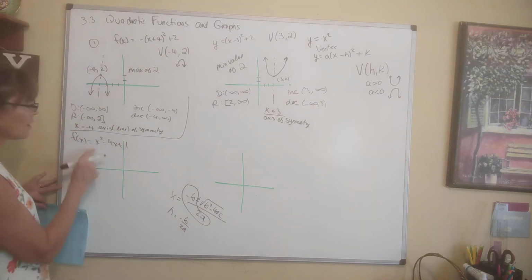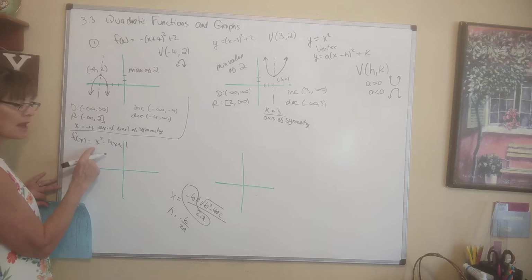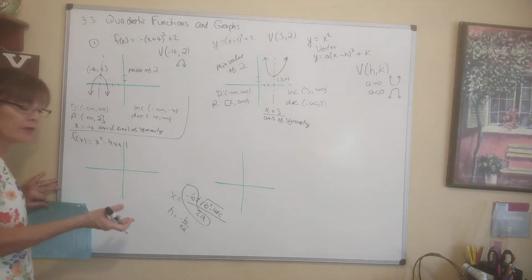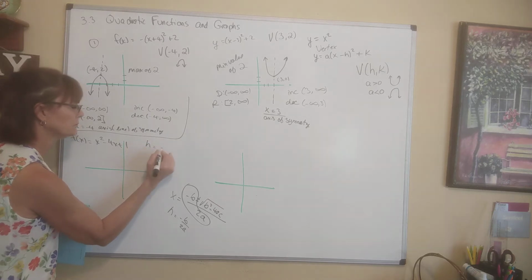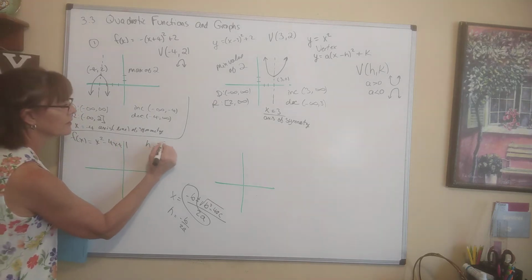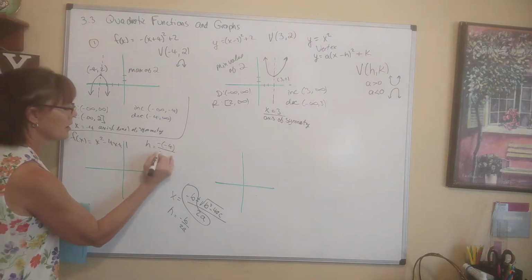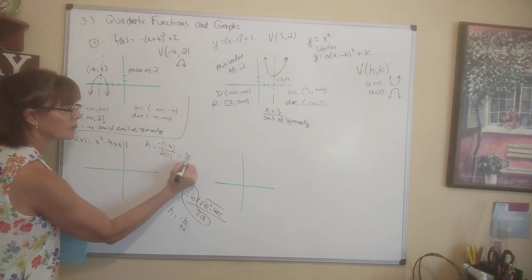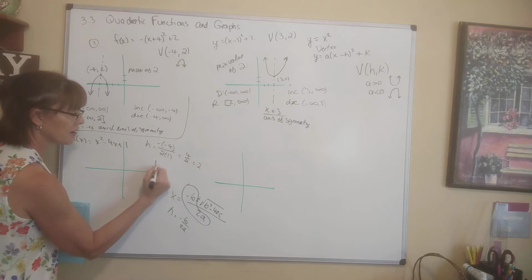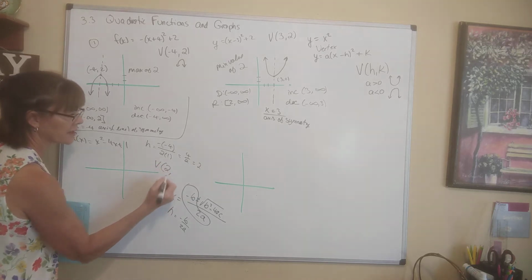Where's my b and a? Oh, this is b and this is a. So you can just calculate it that way if you want to. I'm going to do it that way. h, in this case, is negative 4 over 2 times a, which is 1. So this is 4 over 2, so this is 2. So I have half of my vertex taken care of.